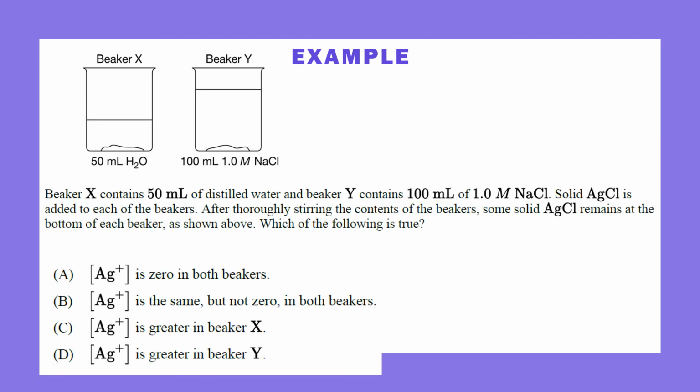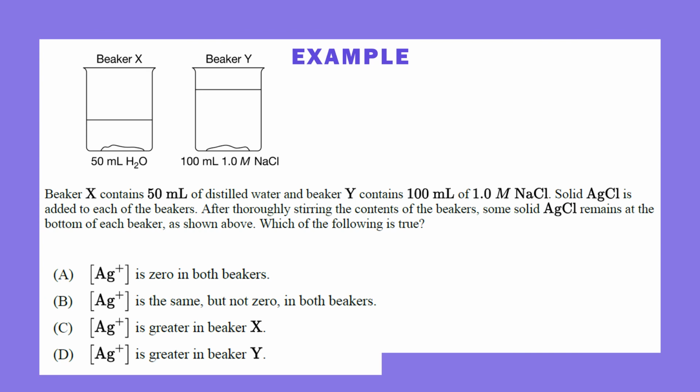Okay, beaker X has 50 milliliters of distilled water. Beaker Y has 100 milliliters of 1 molar sodium chloride. Solid silver chloride is added to both of them. Thoroughly stirring, some solid silver chloride remains at the bottom of each. Which of the following is true? So the concentration of the silver ions is what we're looking at.